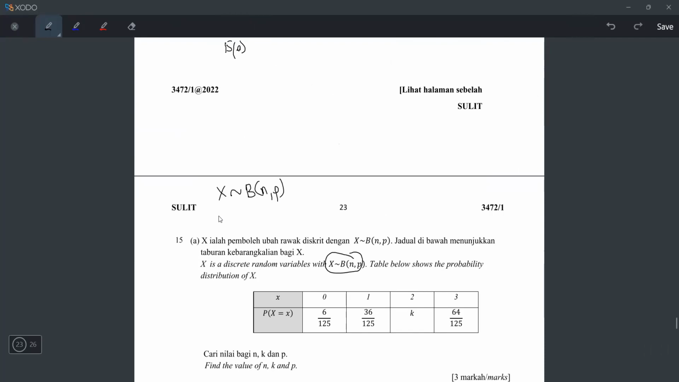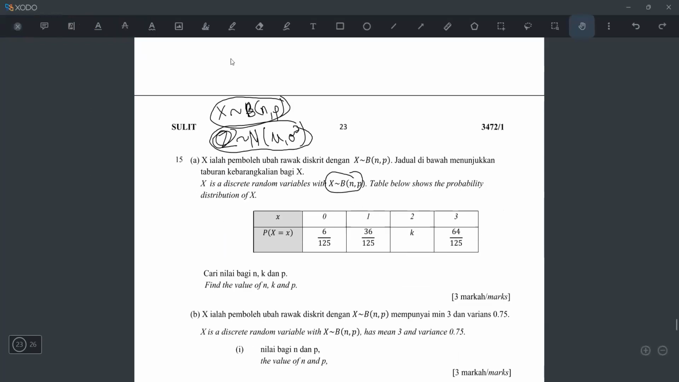But what if one day they write like this? Z, and then they write N here. Then you need to know this will be the mean, this will be the variance. Okay, but this one is for normal distribution. Yang atas is for binomial. That's why they use B. B stands for binomial and the N stands for normal. And if they write in normal, this will be the mean, this will be the variance.